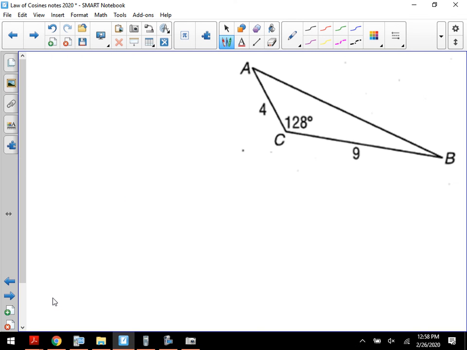Same idea. We have triangle ABC. Notice how this is what I would call a side-angle-side. You have two sides and the angle in between. Label your sides: angle C, angle B, angle A, little a. What angle do you know? C. So we would write out a form of the law of cosines with the C's at the tails.